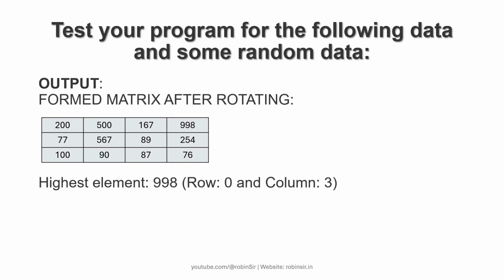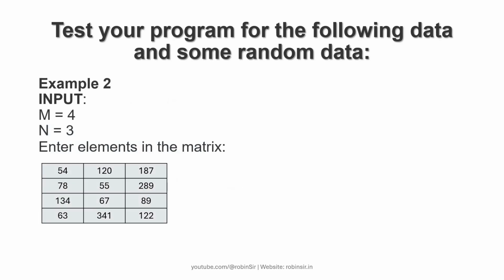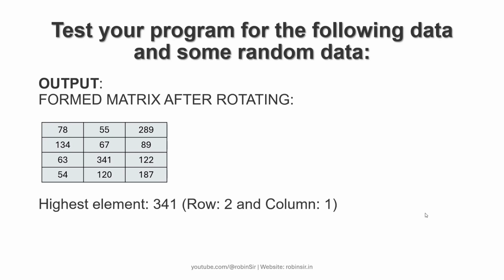Also, the highest element, which is 998, has been displayed along with its position, that is row index 0 and column index 3. In example 2, we have 4 rows and 3 columns, and these are the elements entered by the user. And in the output, we can see that each row has been shifted upwards by one step. And the highest element is 341 here with position row index 2 and column index 1.